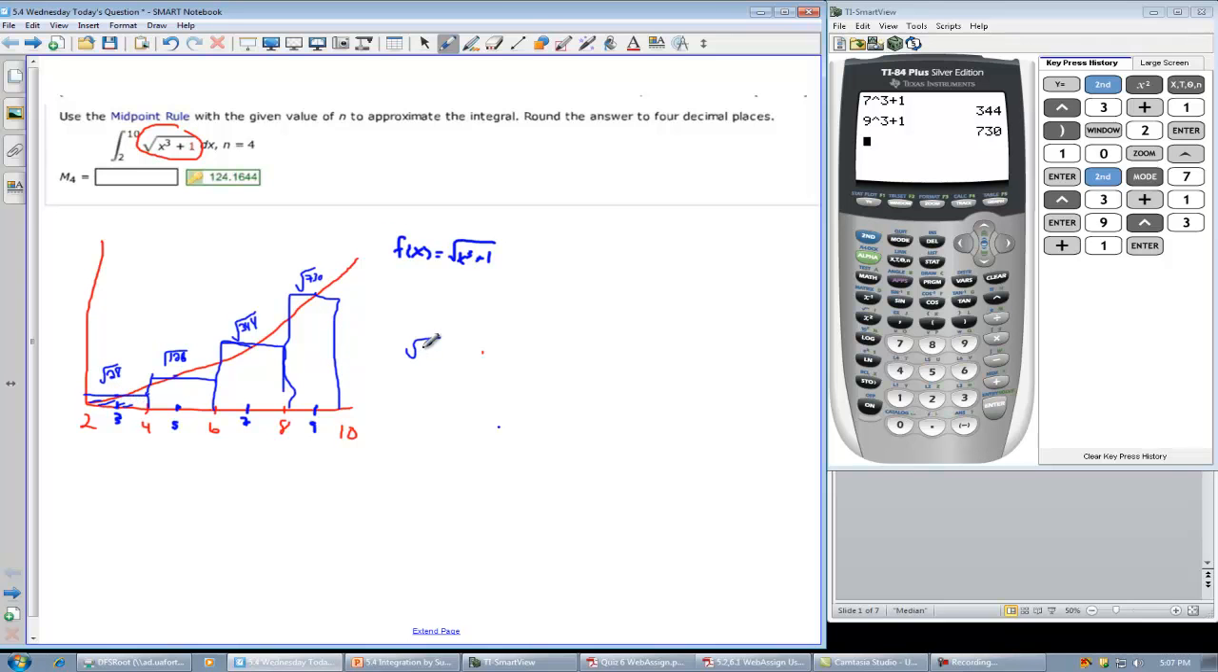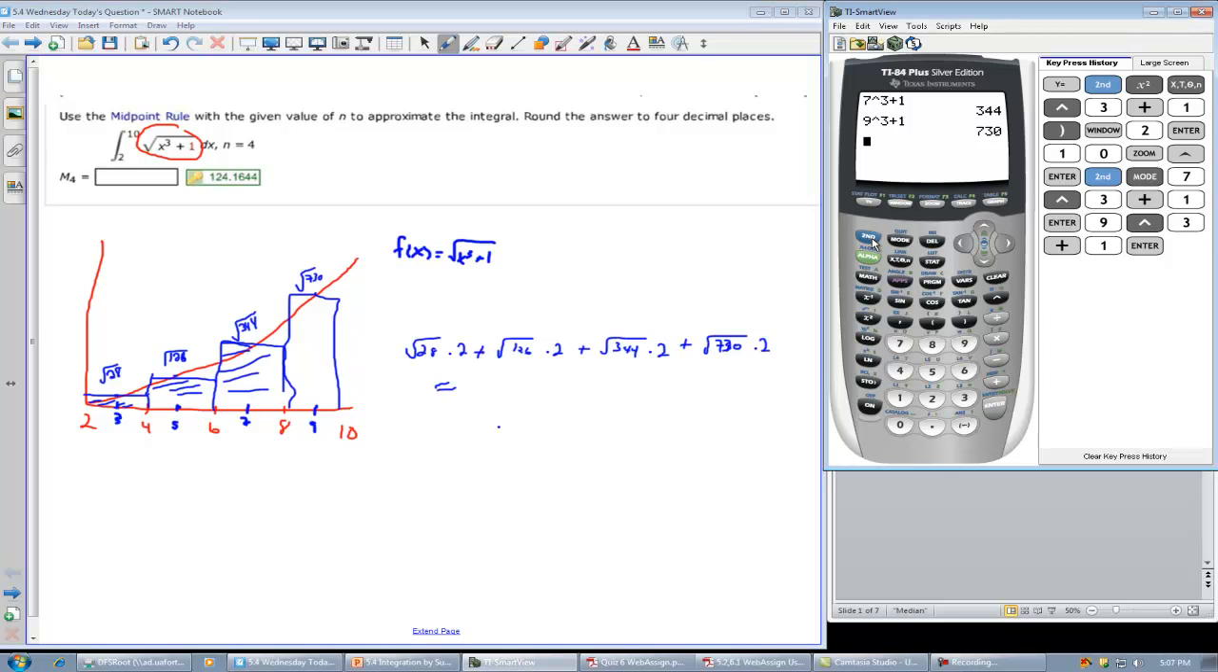It's just root 28 times 2 plus root 126 times 2. That's the area of this second rectangle, plus the square root of 344 times 2. That's the area of this rectangle. And then plus the square root of 730 times 2. And I put this into my calculator, and I get approximately, right?